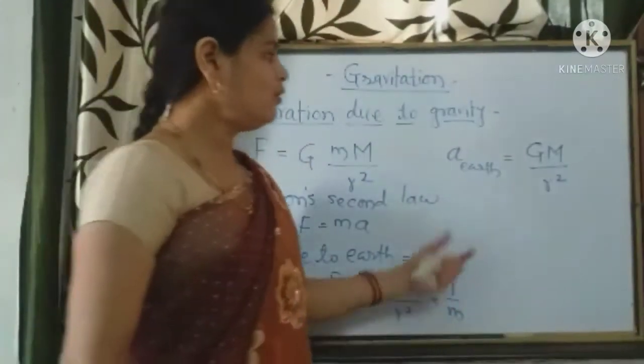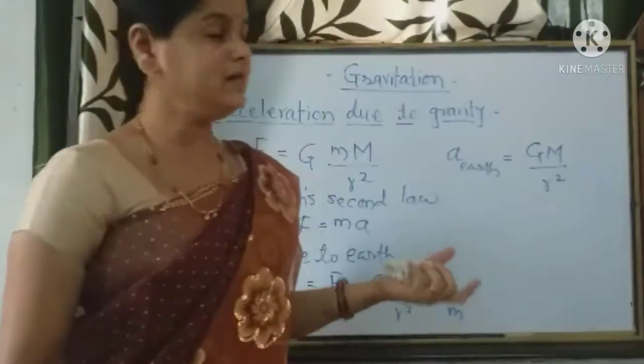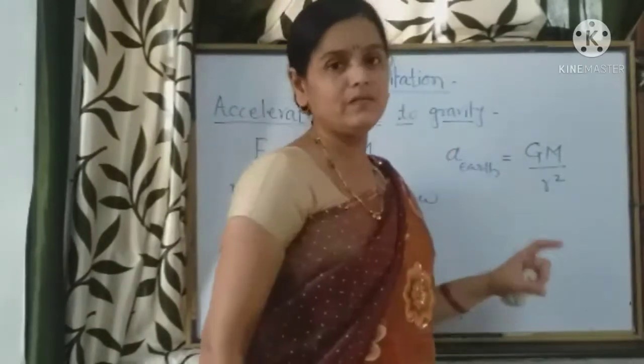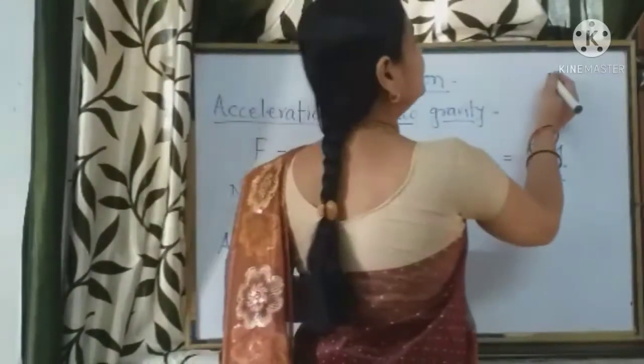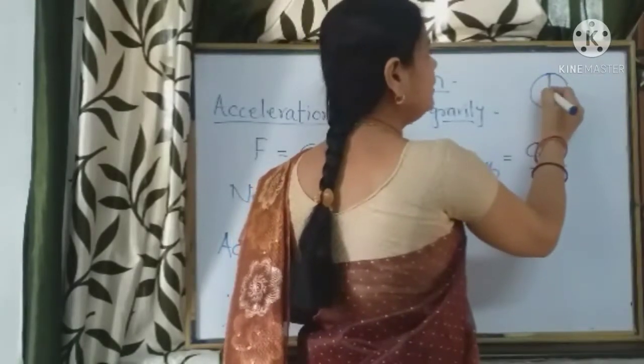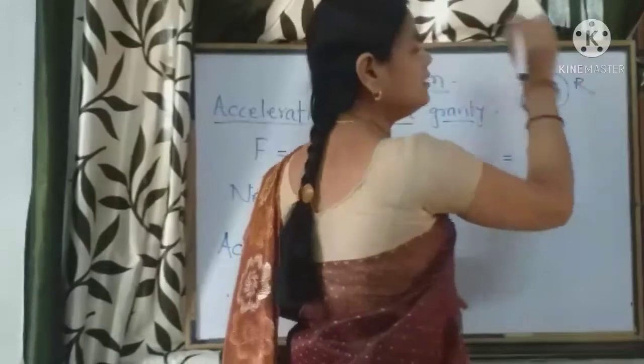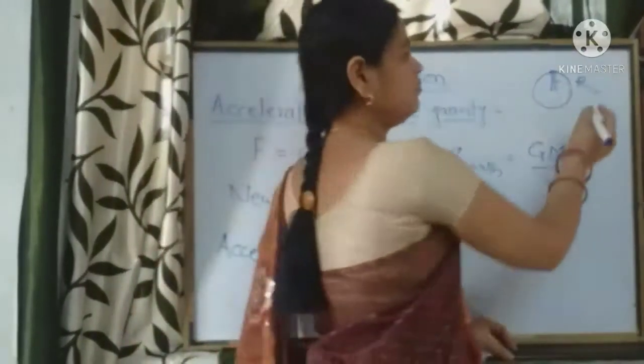Fine. Or we can write it as, suppose the object is situated on the surface of the earth. It means the distance between the center of the earth and the point mass is nothing but equal to the radius of the earth, R. It is nothing but the radius of earth.